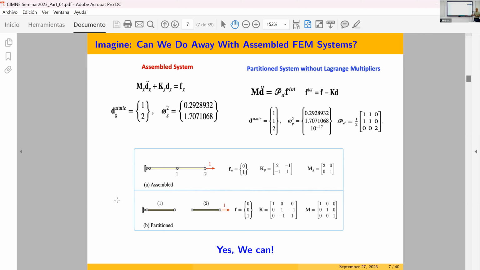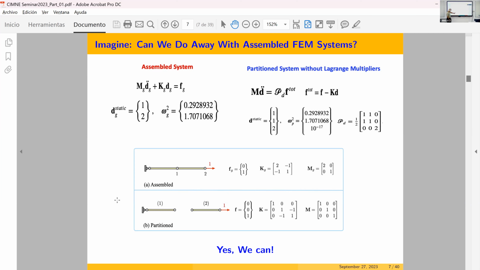Two bar element. Left hand side is fixed. So it's a 2-degree-of-freedom problem. You can see the assembled K, the assembled mass, and force applied at the tip. And when you solve this eigenvalue problem, there are two eigenvalues. When you solve for d double dot equal to zero, this is the displacement.